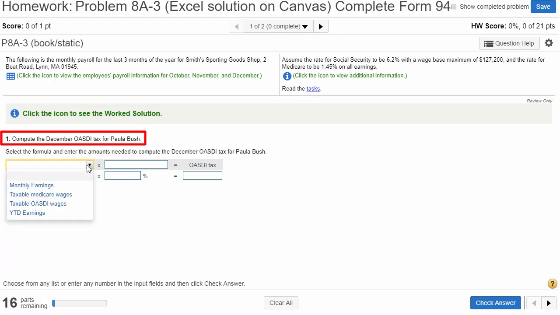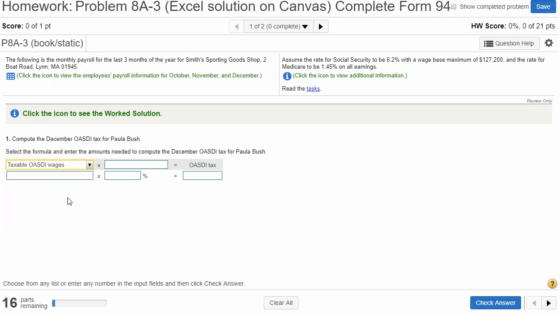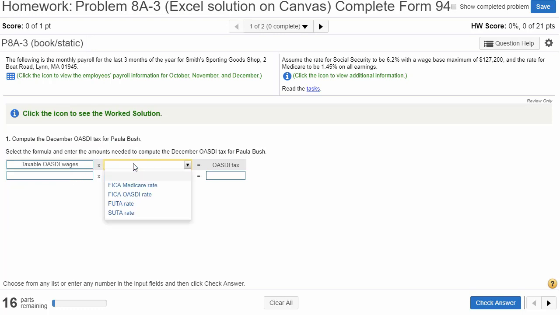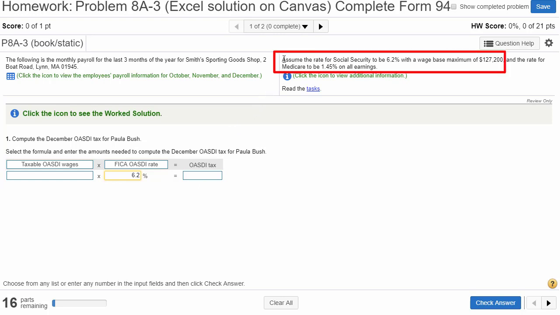So the formula in words is you take the taxable OASDI wages. Remember, for Social Security, not everything is taxable. It has a wage base, in other words, a maximum, times the OASDI tax rate, which is 6.2%. And if you forget that, up here it reminds you. Social Security is 6.2% with a wage base maximum of 127,200. So that's key. We need to remember the 127,200.